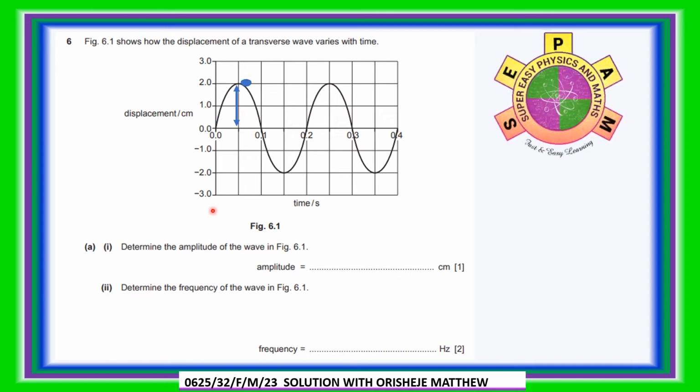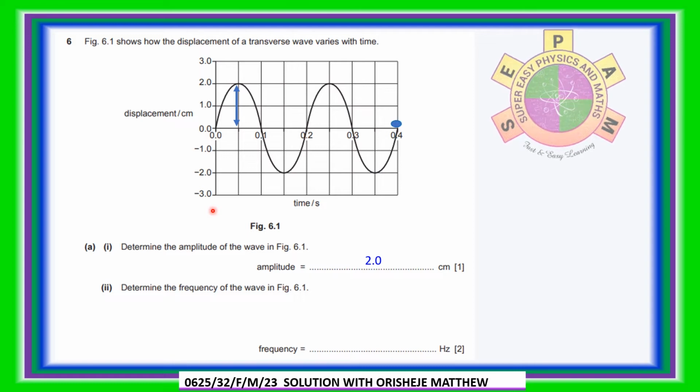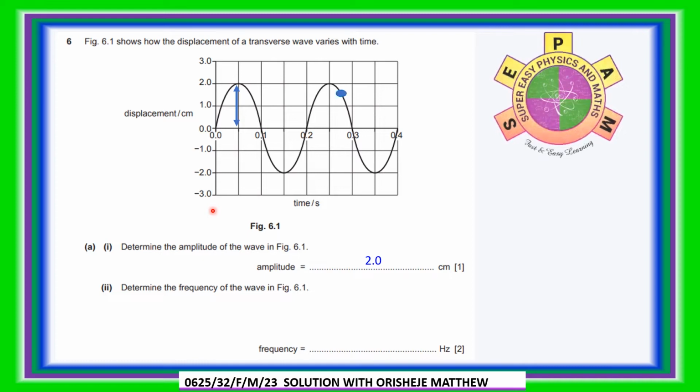Determine the frequency of the wave. Frequency is the number of oscillations made in 1 second. So if you look at it here, what is the period? The period of the wave is how long the wave takes to make one complete oscillation. That is 0.2 seconds. So frequency is the reciprocal of period. So that gives 5 Hz. That is the frequency.